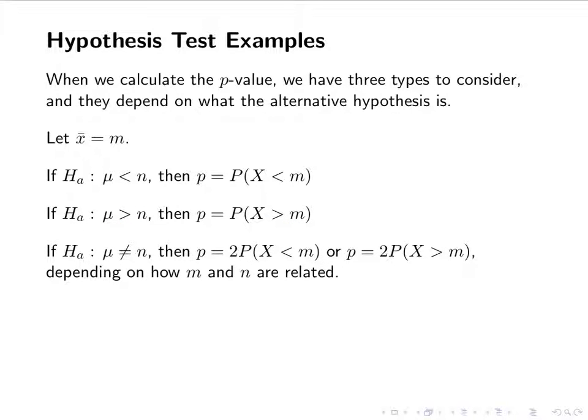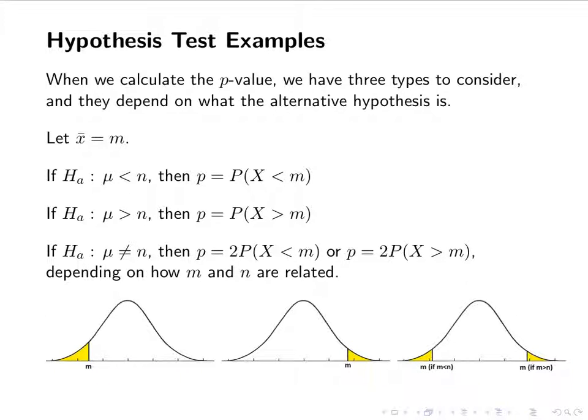And then the last one is not equal to. So if mu is not equal to n is my alternative hypothesis, then p is twice the probability that x is less than m, or twice the probability that x is greater than m, depending on how m and n are related. Okay, so whichever one makes the most sense.